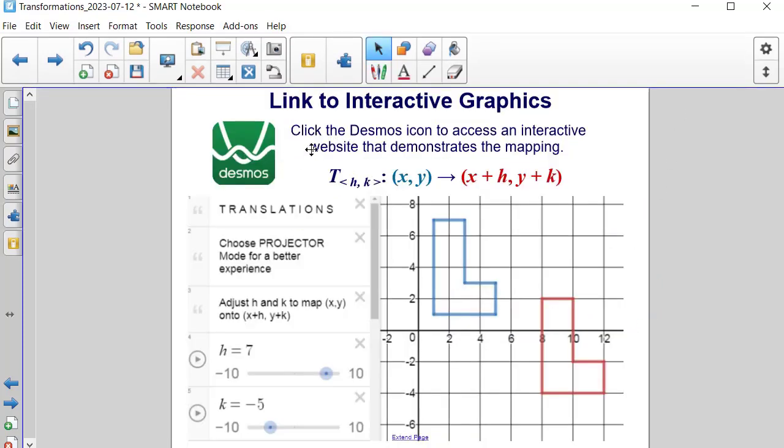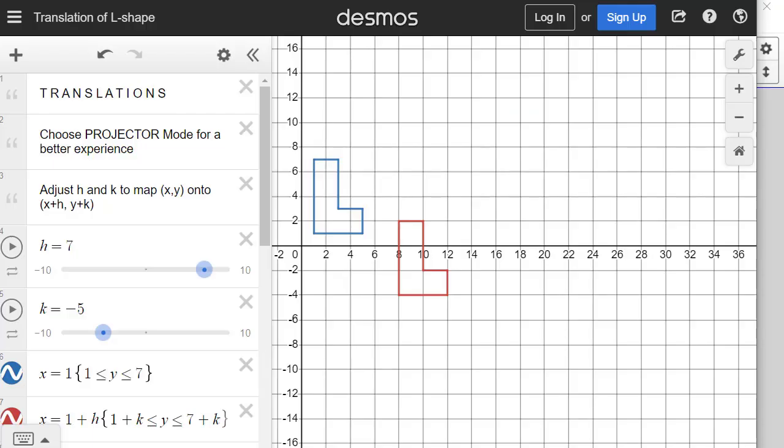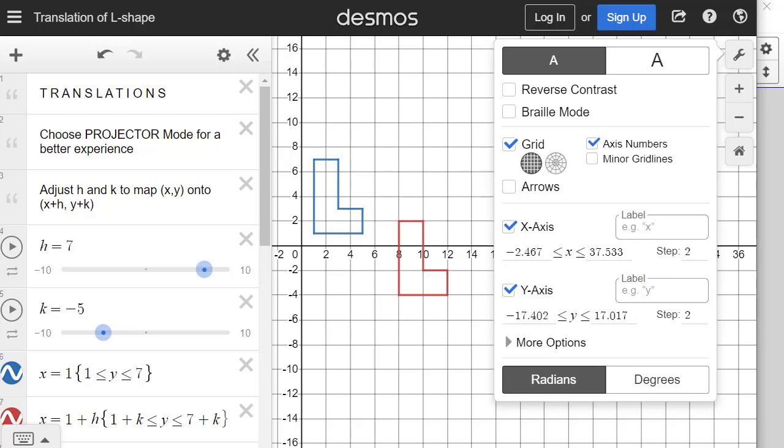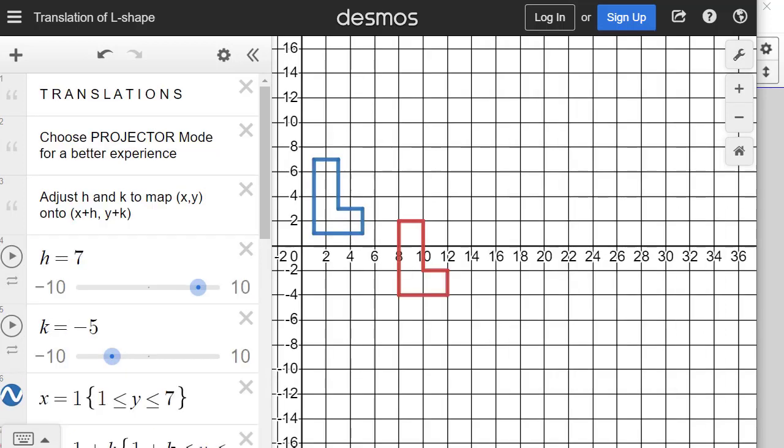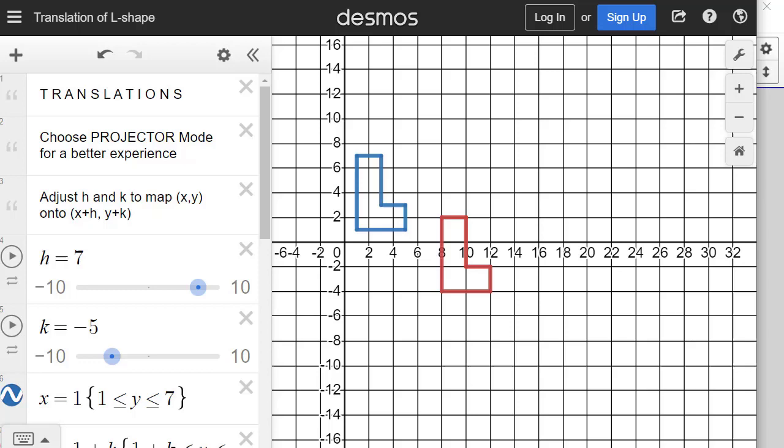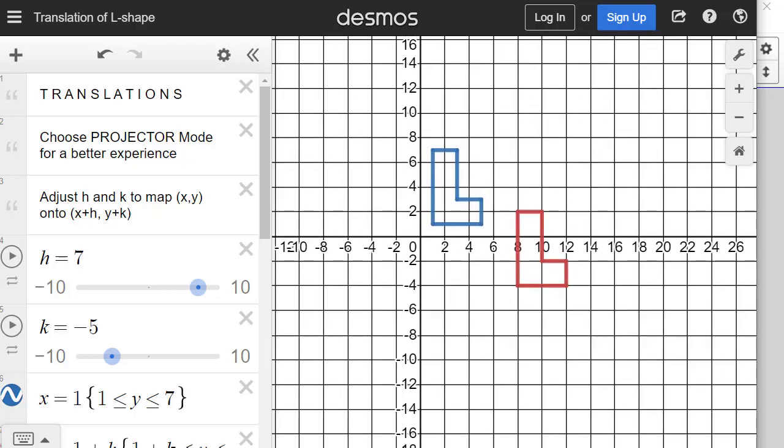There are also interactive graphics and activities that are out there. Here's a link to a Desmos activity where you can show that the translation by h, k units results in (x, y) going to (x + h, y + k). So let's actually go over to that really quick. When you click on that link, it'll show up sort of like this. So what you can do is make it a little bit bigger and darker if you'd like. And you can also elect to slide it over so that you can see all of the translations that are going on.